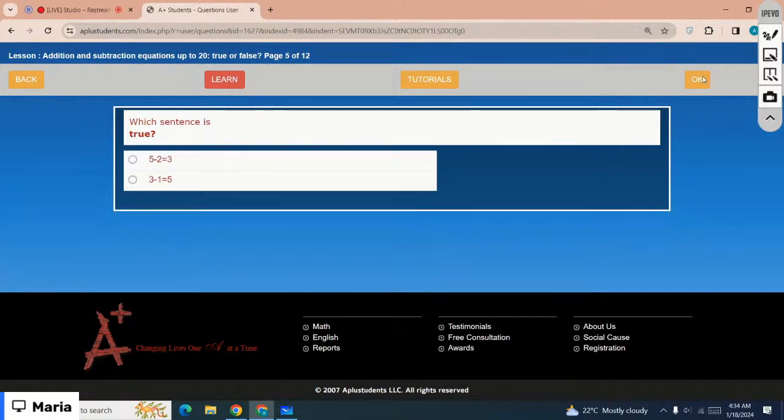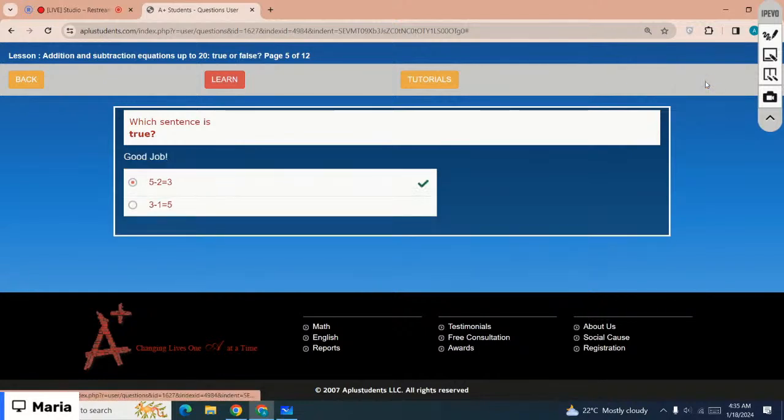Which sentence is true? 5 minus 2 equals 3 and 3 minus 1 equals 5. So which is the correct option? Yes, it is option number 1. 5 take away 2 equals 3 is the correct one. Got it?